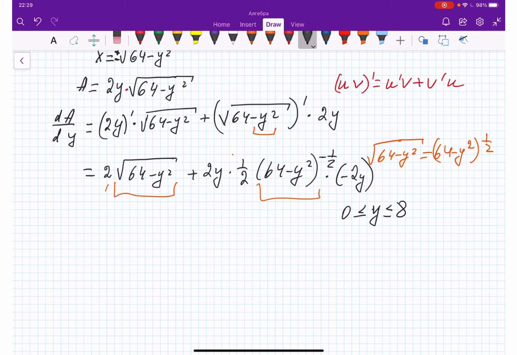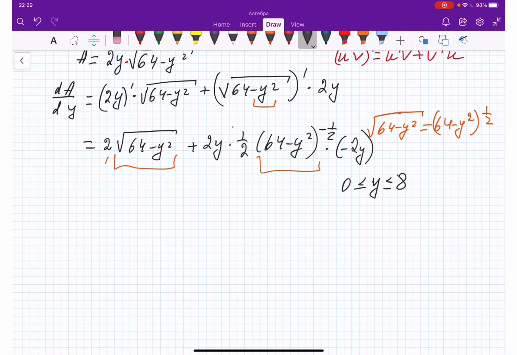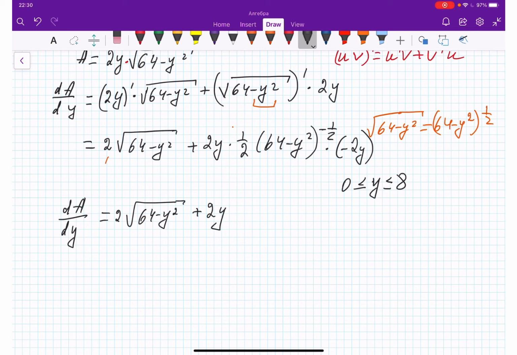All right? Okay, so we already have the derivative. Now let's do the simplification. dA by dy is equal to twice the square root of 64 minus y squared, plus 2y times 1/2 times 64 minus y squared, and times negative 2y. Well, we already have all this, right? Yeah, I just rewrote it in a readable format.